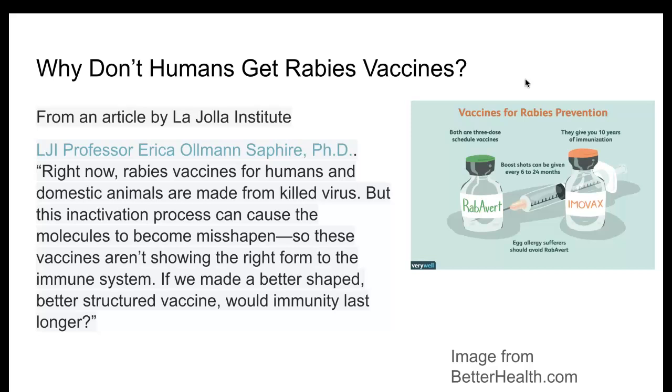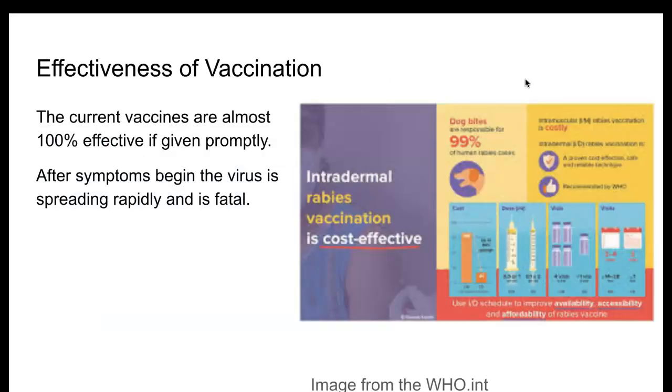You don't go into the doctor and get a rabies vaccine routinely, but your dog can. But they only last a few years, so you're supposed to get a booster. And if you get the vaccine promptly, within 72 hours of getting exposed to this, it's 100% effective, most likely.